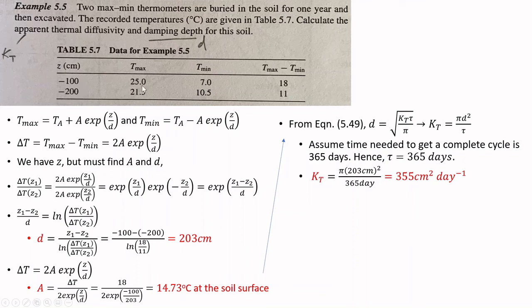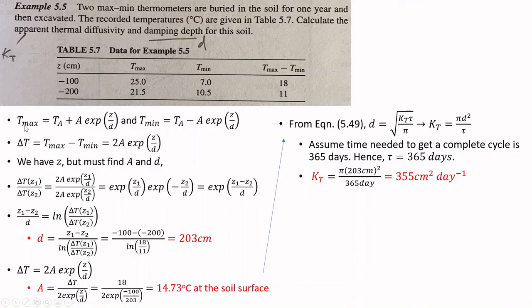They recorded the temperature over time, so they know that T max at a depth of 100 cm is 25 degrees Celsius and T min is 7 degrees Celsius. They take the difference, which is around 18 degrees Celsius. For 200 cm below the soil surface, T max is 21.5 and T min is 10.5. The difference, T max minus T min, is 11 degrees Celsius.